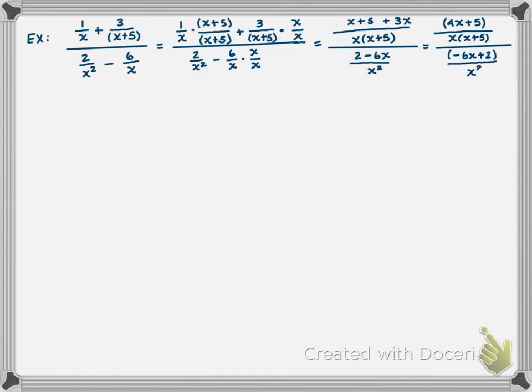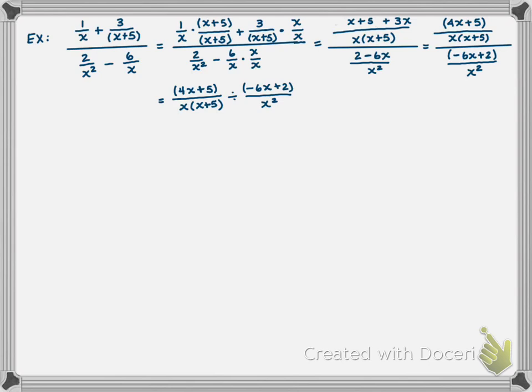Over x squared. So now we have a single fraction in the numerator divided by a single fraction in the denominator. So we're ready to write it as a division problem. So 4x plus 5 over x times x plus 5 divided by negative 6x plus 2 over x squared.